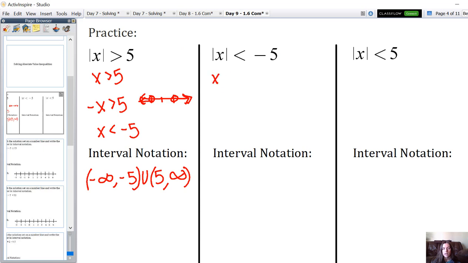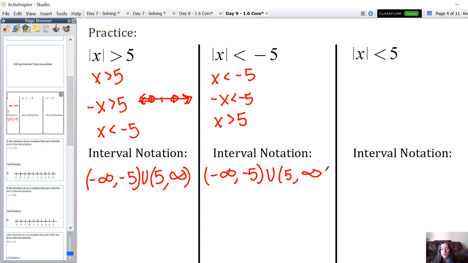Now let's look at the absolute value of x less than -5. Again, two cases. X is less than -5, and negative x is less than -5. Divide by that negative and switch our sign, so now x is greater than 5. We have x less than -5, x greater than 5. This is exactly what we had in that first example, so we're going to have the exact same interval from -infinity to -5, and then jumping over from 5 to infinity. Close parentheses.